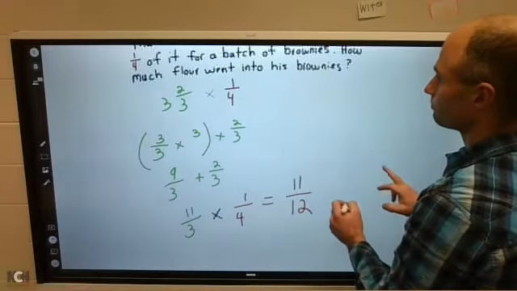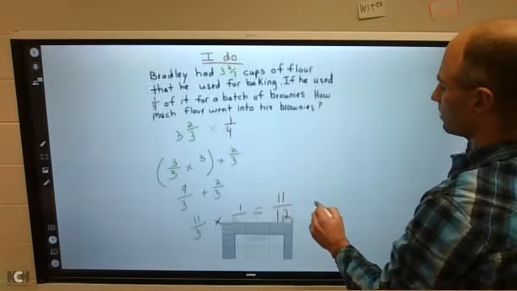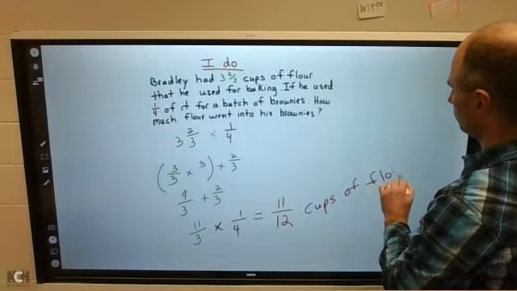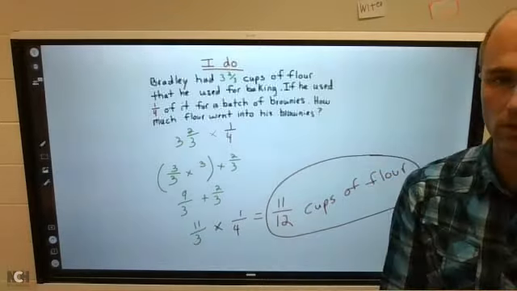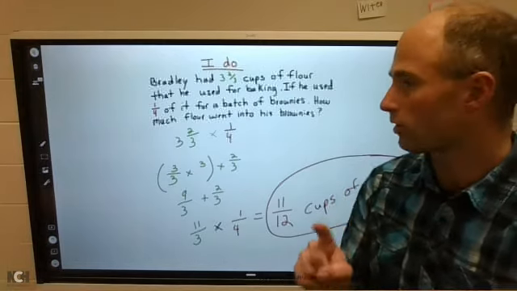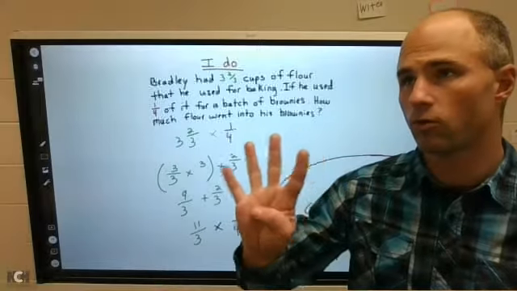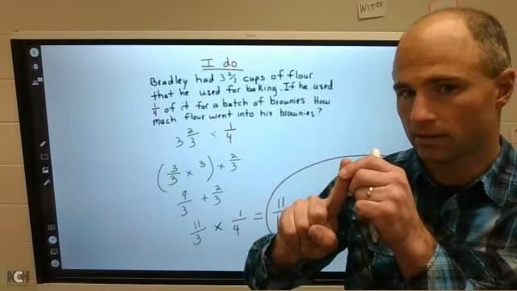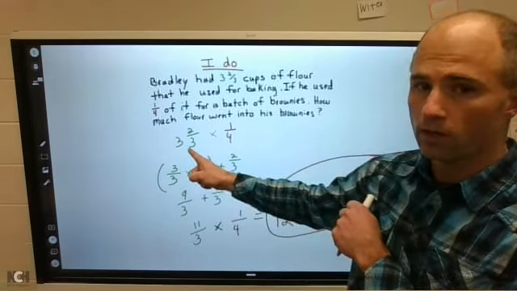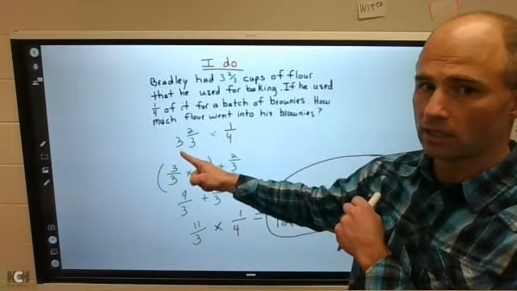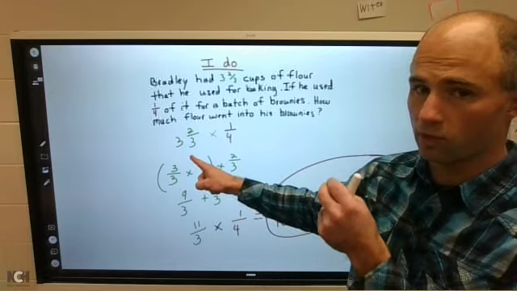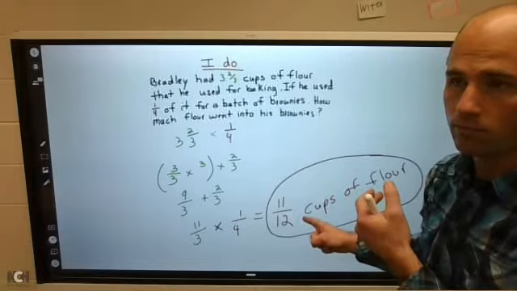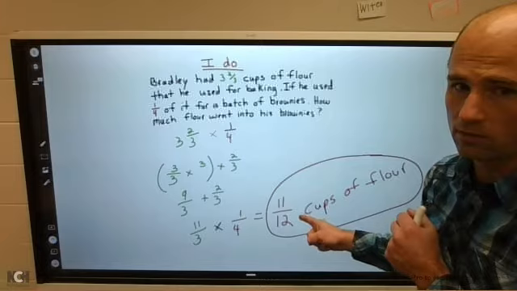So 11 twelfths, and we're dealing with cups. So 11 twelfths cups of flour. That, boys and girls, is your answer. That's 1/4. Now, does that make sense? Let's see. If I have 4 cups, 1/4 of 4 is 1. Well, I have less than 4, more than 3, right? 3 2/3 is less than 4, but more than 3. So my answer is less than 1. A very tiny little bit less than 1.